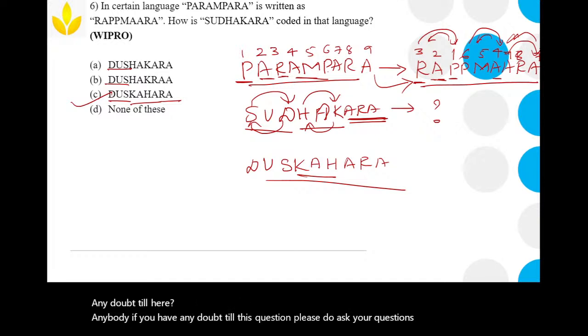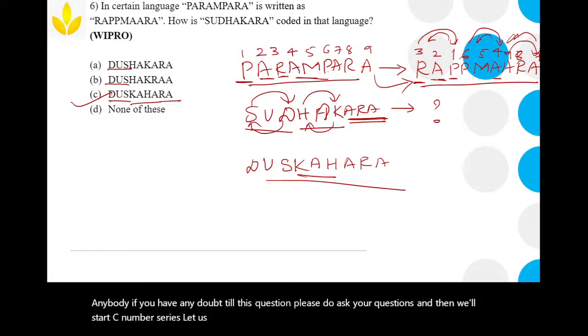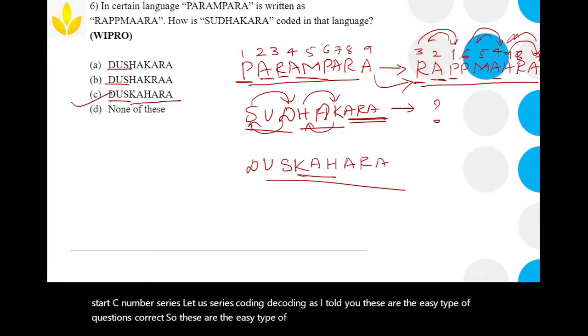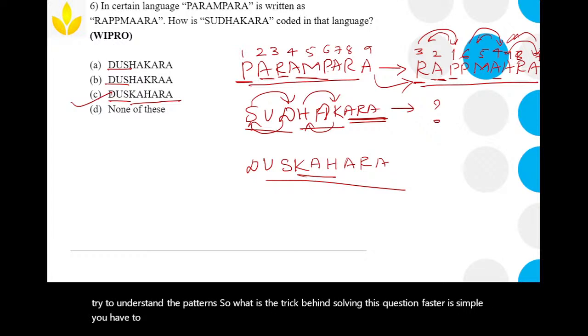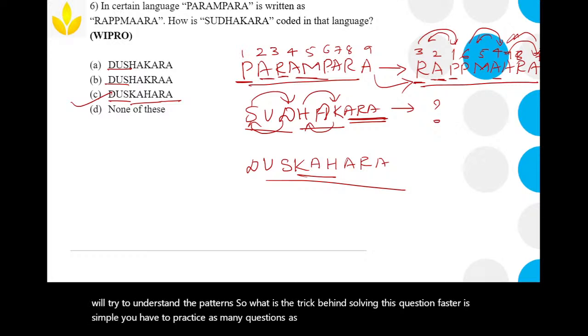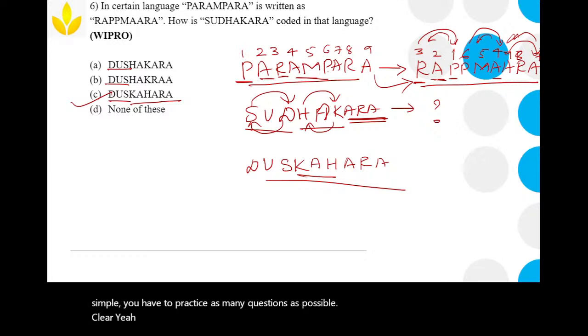See, number series, letter series, coding, decoding. As I told you, these are the easy type of questions. Correct? With just a little amount of practice, you'll try to understand the patterns. So the trick behind solving these questions faster is simple: you have to practice as many questions as possible. Clear? Yeah, exactly. It's correct, Rinki Kumari.